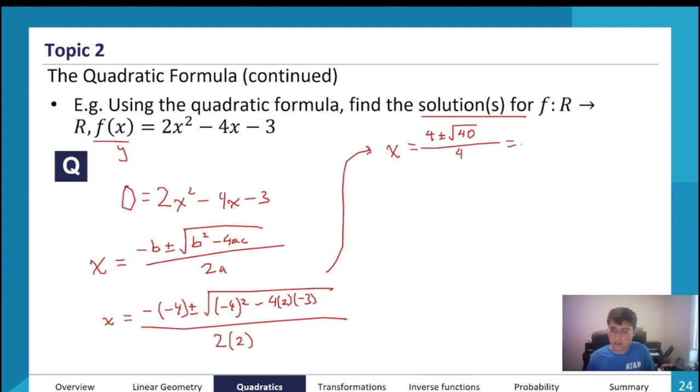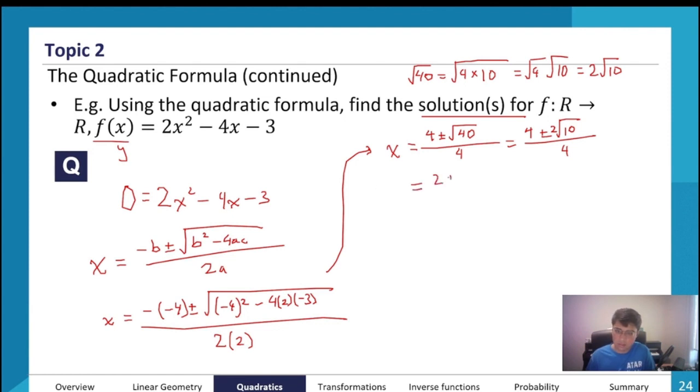Now we can actually simplify this a little bit more. We've got 4 plus or minus root 40. I'll do the working up here. We've got root 40. We can rewrite this as root 4 times 10. And then we can split up the square root sign. We get root 4 times root 10, which is just 2 times root 10. So what we can actually do is chuck a 2 out front here. We get 10 under the square root sign, and then we have a 4. And then just dividing the top and bottom of the fraction by the common factor. That's the way we simplify our fractions. We get 2 plus or minus root 10 over 2.